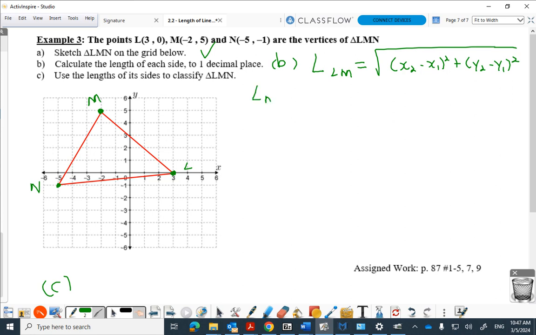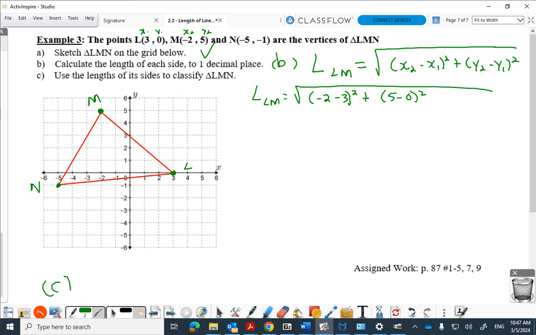Now this is interesting. You got to organize yourself a little bit, because I'm going to label these x1s and x2s, but it'll only be x1s and x2s for this line. Then I got to switch the labels. So I'm going to go over top. LM. So this is going to be my x1, and this is going to be my y1, and this is going to be my x2, and this is going to be my y2. See, those are going to change as I do each line here. So x2 minus x1, where were we? Negative 2 minus 3 squared plus 5 minus 0 squared. Let's just check that. LM.